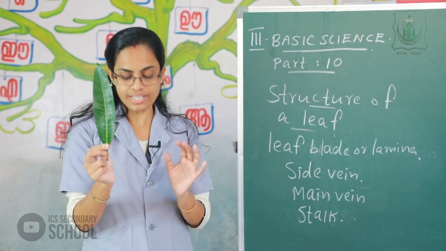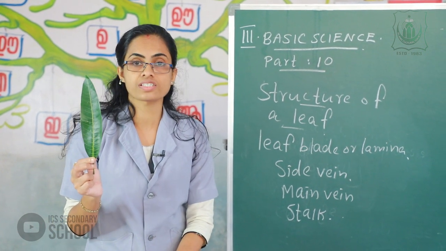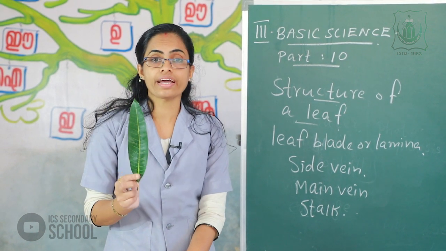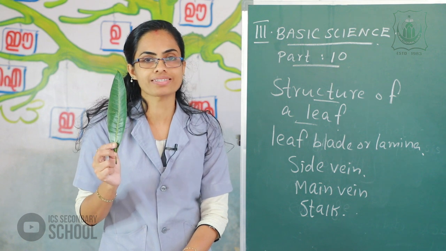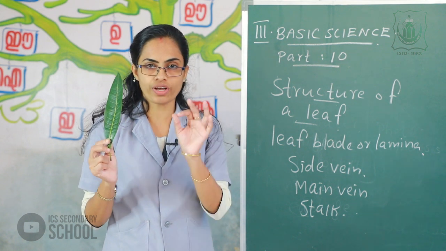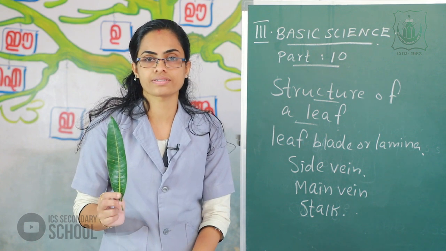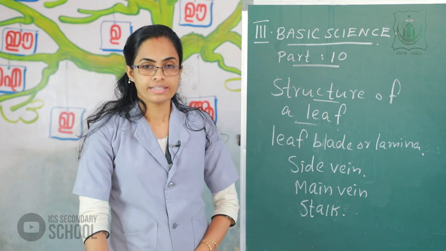Then all of you listen here. In your textbook, page number 116, parts of a leaf. All of you study well and draw a diagram of a leaf and label the parts in your notebook. Okay? And the next one.